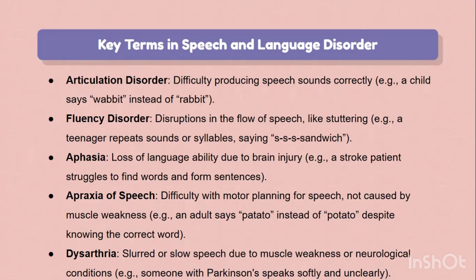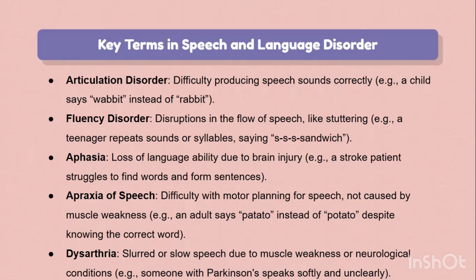Me myself, I always stutter. Sometimes when I'm talking too fast, my friends may find it difficult to hear what I'm saying. So these disorders are common. Sometimes I don't even realize that we have this disorder. But yes, I am also one of the persons with this disorder. A teenager repeats sounds or syllables, saying sandwich.